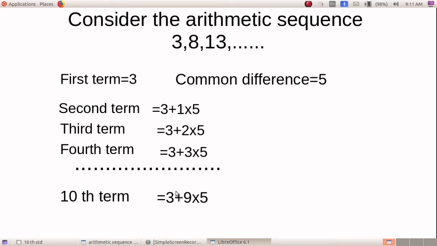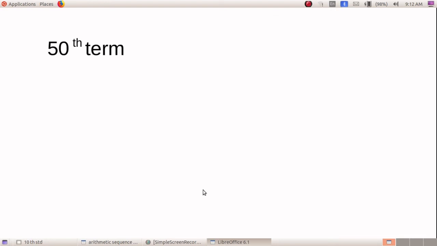Now my question: what will be its 25th term? The 25th. With 3 we have to add twenty-four 5s. Now my question: what will be its 50th term? The 50th term. With 3 we have to add forty-nine 5s. Now my question: what will be its nth term?